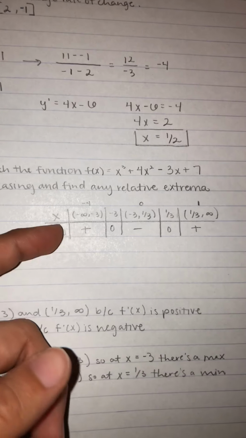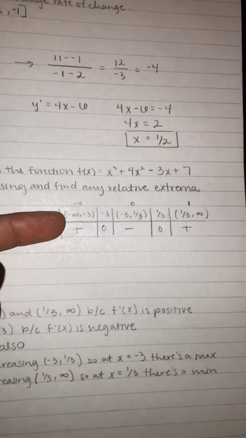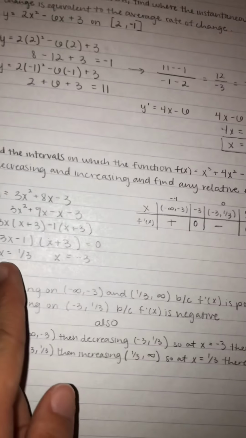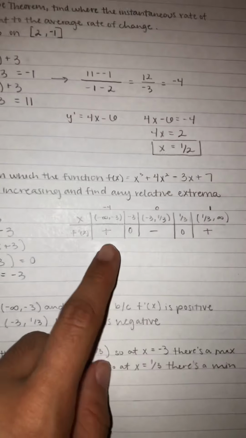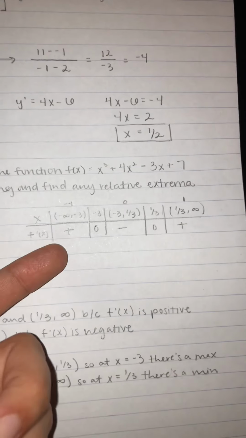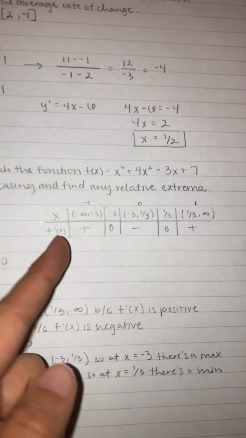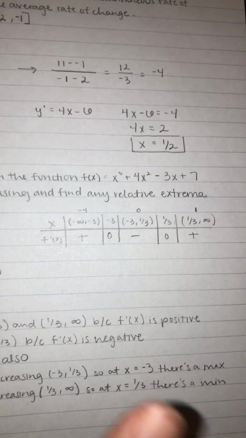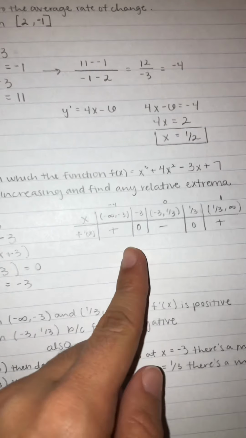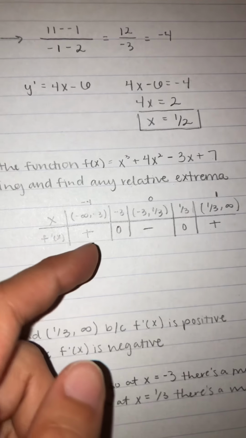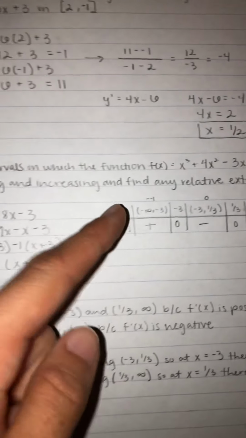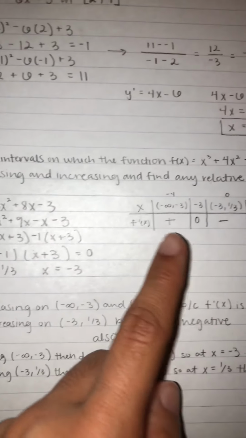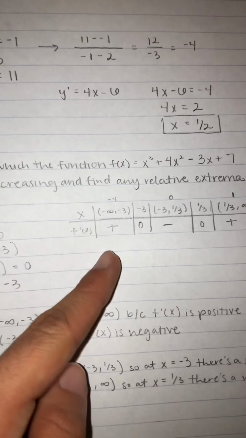So -infinity to -3, because these are critical values, the critical points, and they're equal to 0. And then you have to find a range. So in this range, -infinity to -3, a negative times a negative equals a positive. So you're going to put a plus sign.